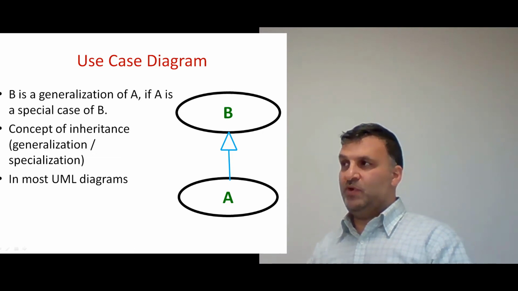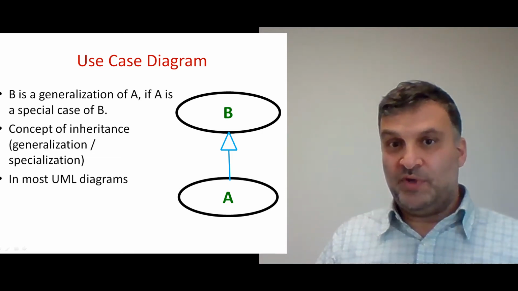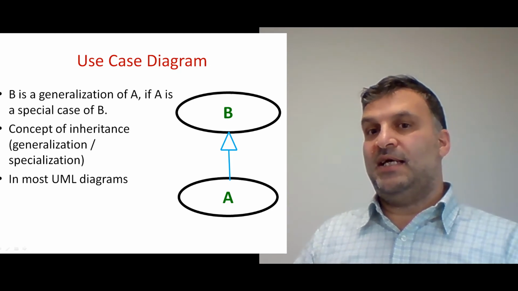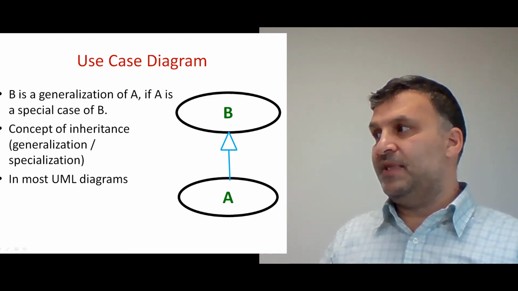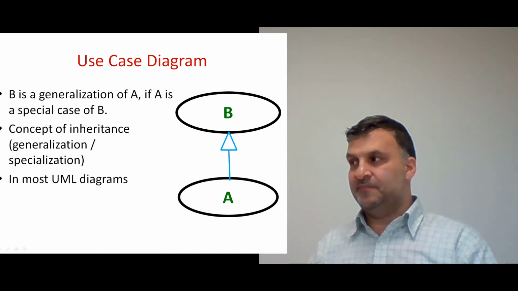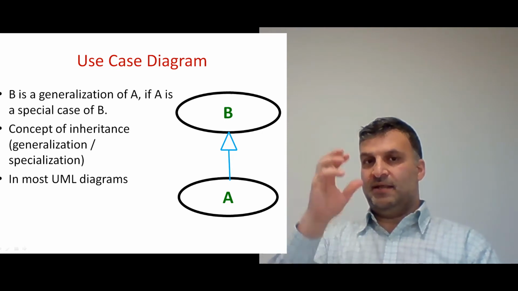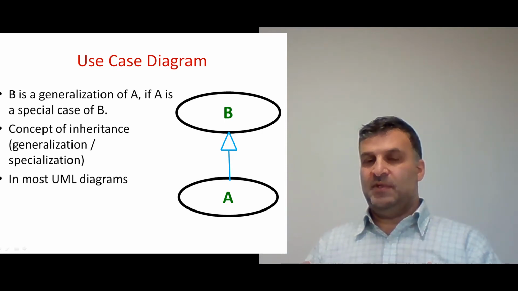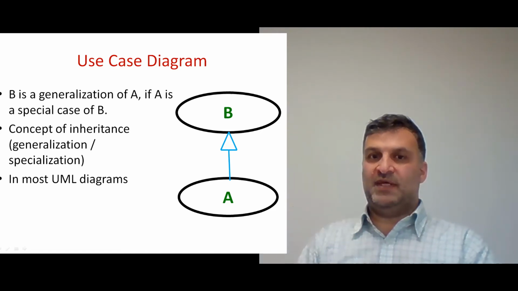Another relationship between use cases, but this relationship we can find in other diagrams in UML, is inheritance. We saw it in a class diagram. In a class diagram, we show that one class can inherit another class. For example, a meter inherits the properties of a sensor.